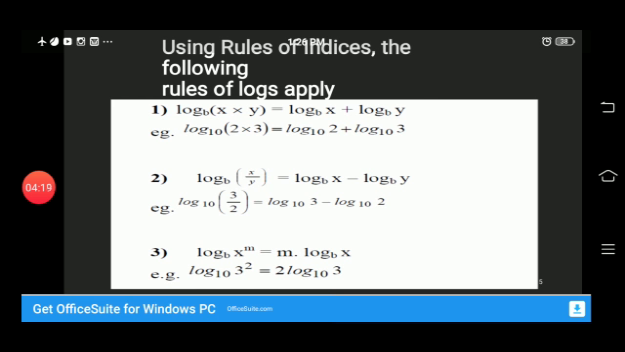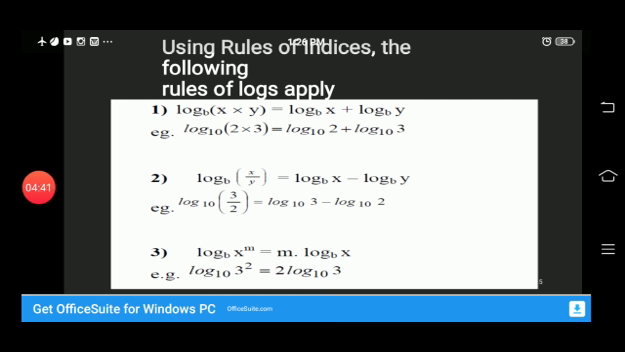Then if two variables are dividing, what rule will be applied? It would be in a minus term. For example, log of x over y is equal to log of x minus log of y. Or we can say that log of 3 over 2 is equal to log of 3 minus log of 2.